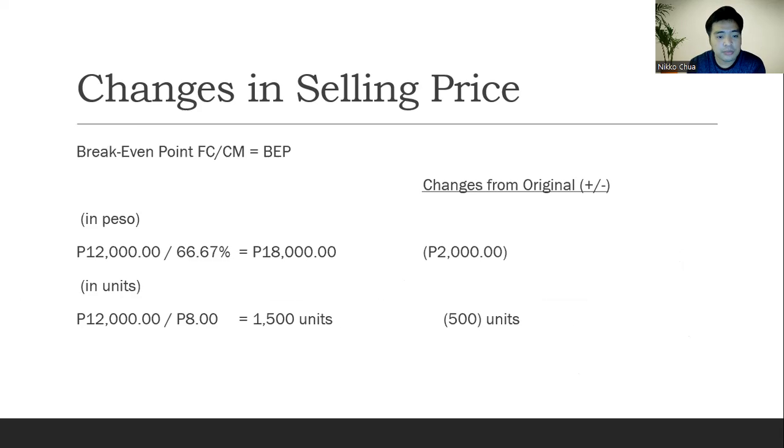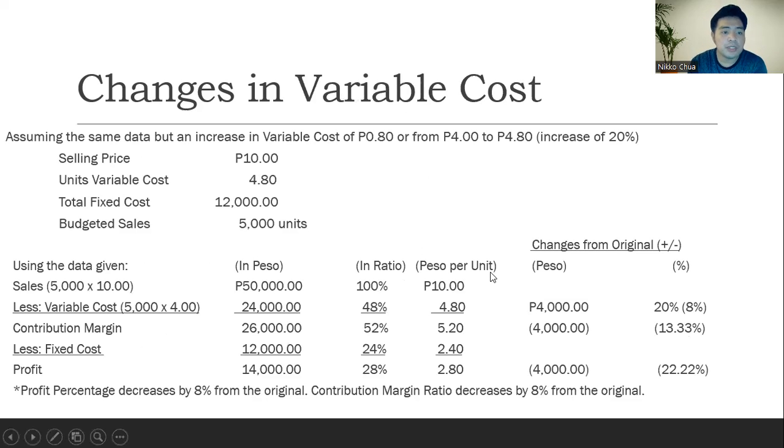So here sa break-even naman po, sa pagkuha natin break-even point sa peso, 12,000 over 66.67%, that is 18,000, lesser than the 20,000 kanina, then 12,000 divided by 8 peso, that is 1,500 units, that is lesser than the 2,000 units. So let's go with the changes in the variable cost.